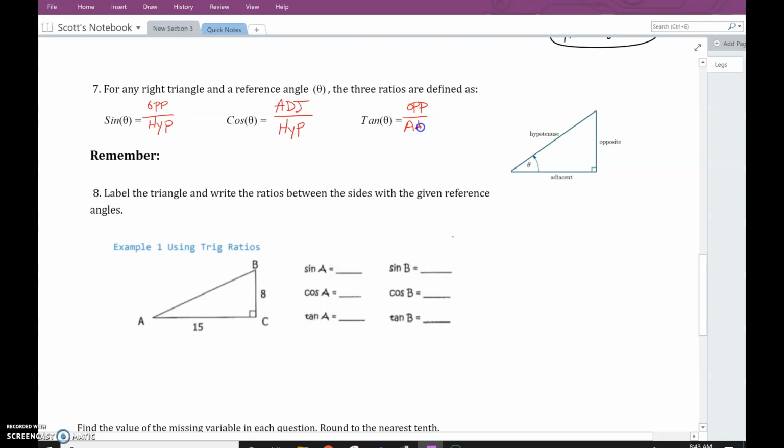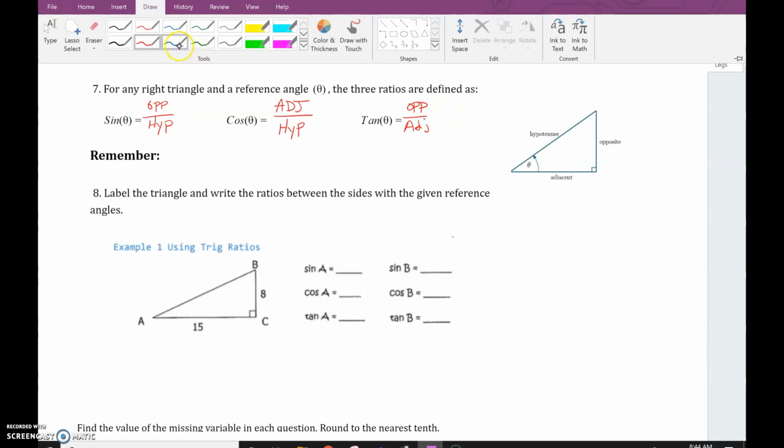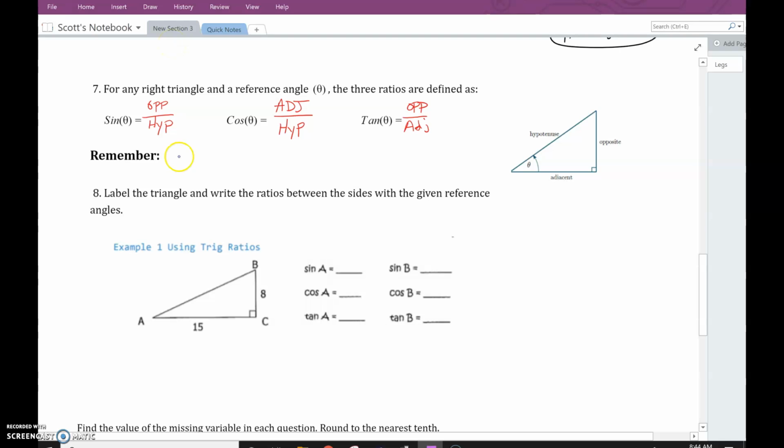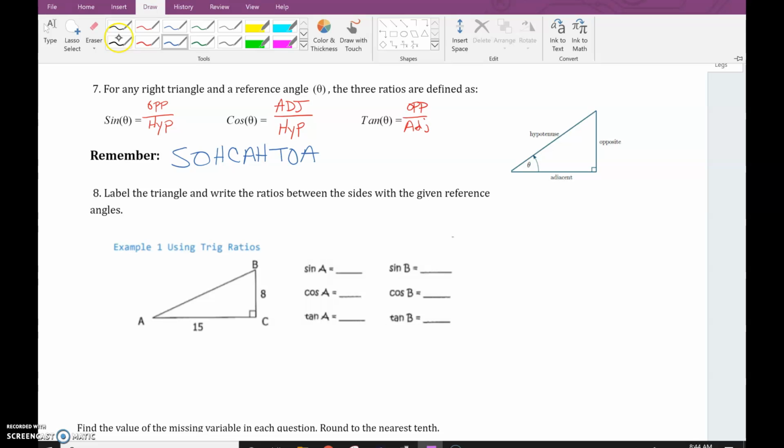Now everyone's like, how in the world am I supposed to know this? How am I supposed to remember this? This is that crazy acronym that we had at the top of the paper. So remember SOHCAHTOA: S-O-H, C-A-H, T-O-A. Remember the H always comes first, or they're in the first 2 slots there.